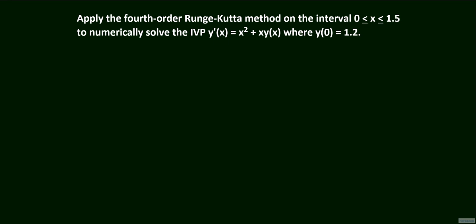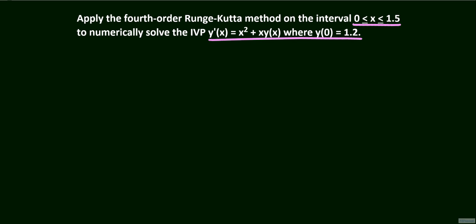In this lecture, we illustrate the fourth-order Runge Kutta method when numerically solving an initial value problem. The initial value problem, or IVP, is given by the differential equation y prime of x equals x squared plus x times y of x, with y of 0 equal to 1.2. With the help of the software Mathematica, we are going to find a numerical solution to the IVP on the interval from x equals 0 to x equals 1.5.